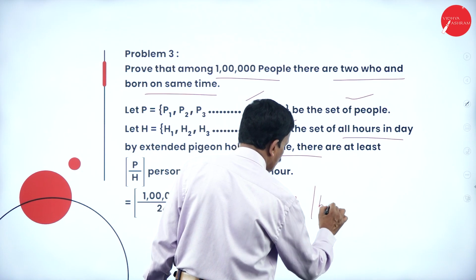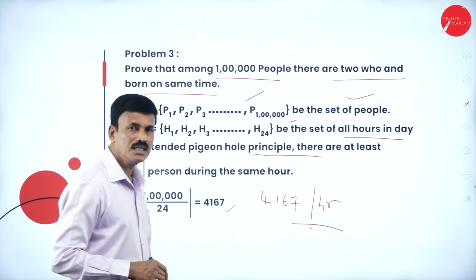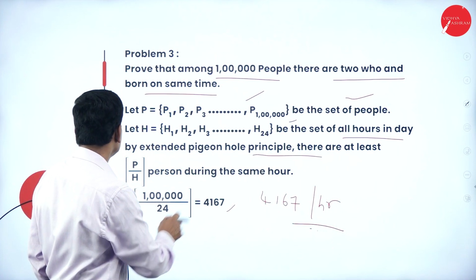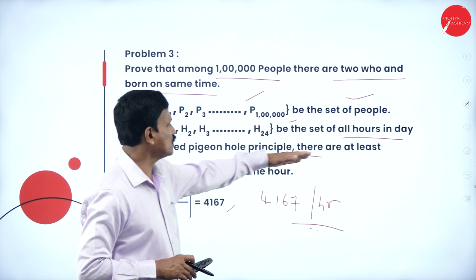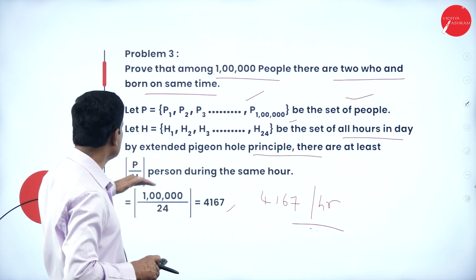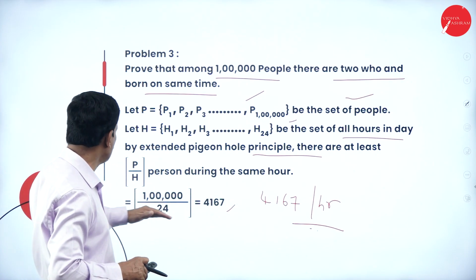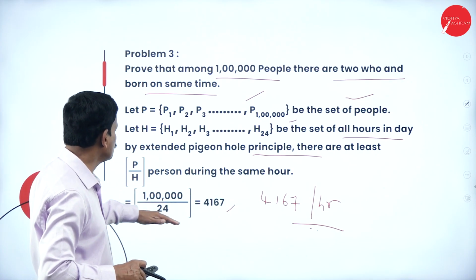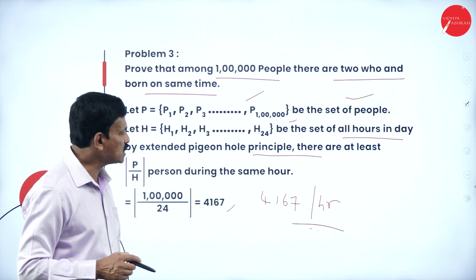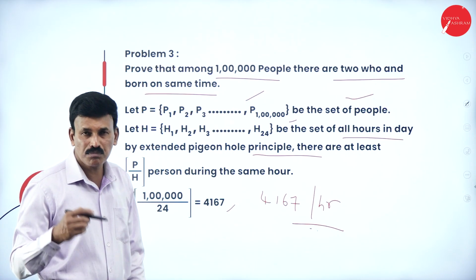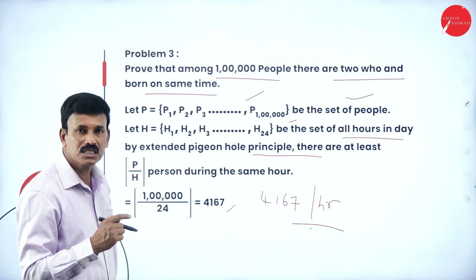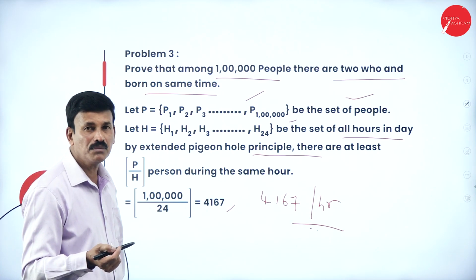4167 per hour. Okay. By extension of the pigeonhole principle, there are at least P by H persons born during the same hour. That is 1 lakh divided by 24, which means 4167 people are born per hour. This is per hour. Now let us calculate per minute.